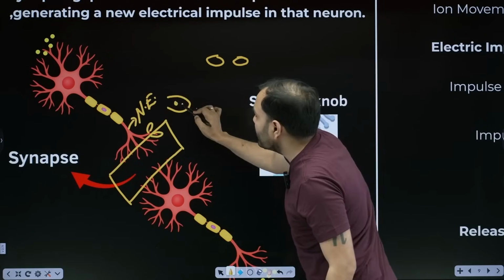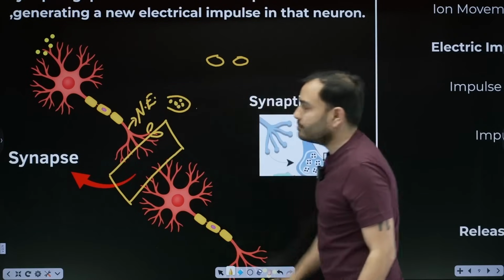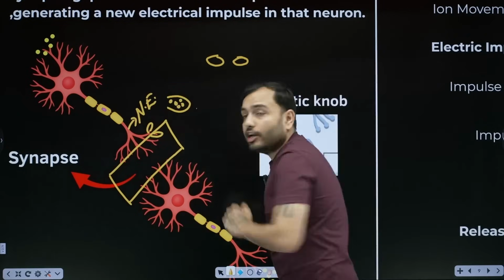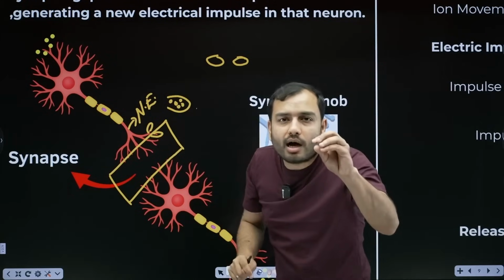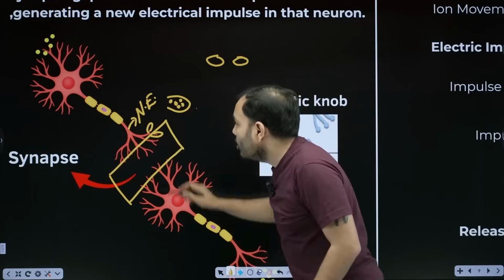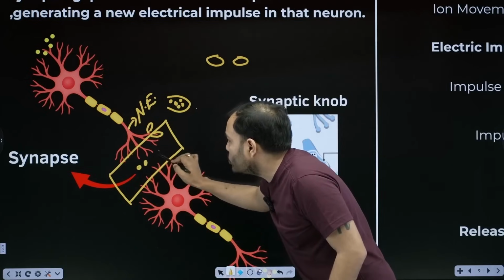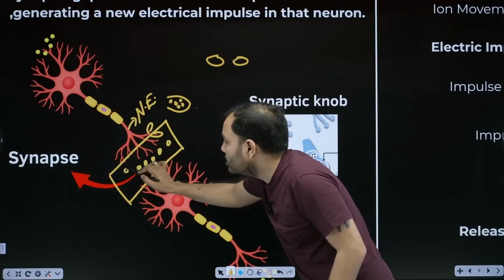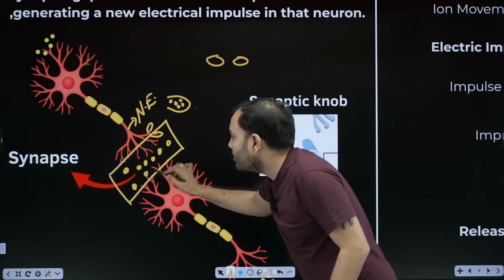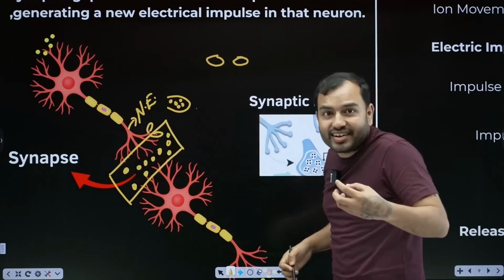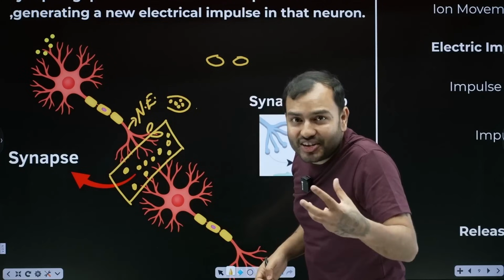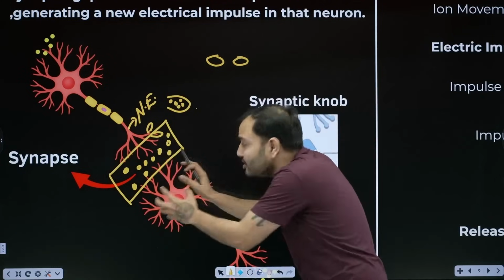Inside this, some chemicals are filled. Now, current will not go from here to here, right? The wire is cut in the middle. It says, let's do one thing. Let's release chemicals. So the nerve ending releases some chemicals here, so that these chemicals will travel. The electric impulse will not travel, but these chemicals will travel.